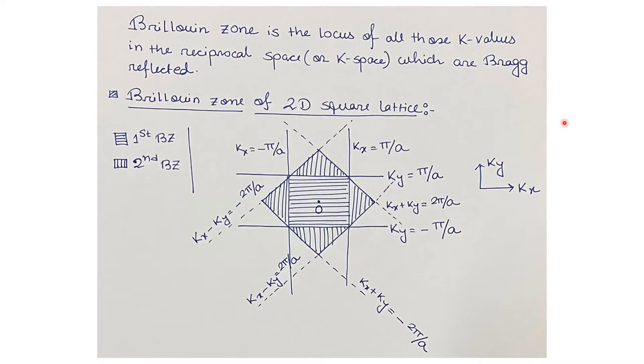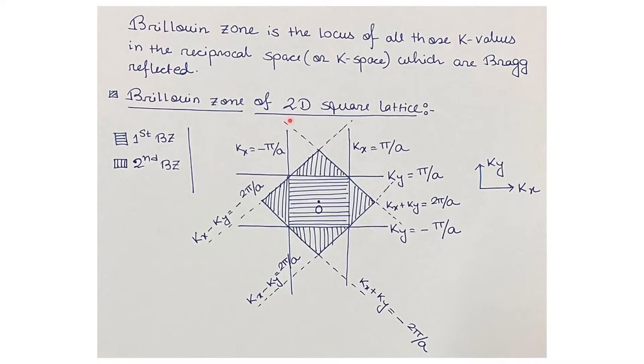Before going to the main part of the solution, let us discuss very briefly about the Brillouin zone and how we can construct the Brillouin zone for a 2D square lattice having lattice constant a. So what is Brillouin zone? Brillouin zone is the locus of all those k values or k points in the reciprocal space or k space of a crystal structure which are Bragg's reflected.